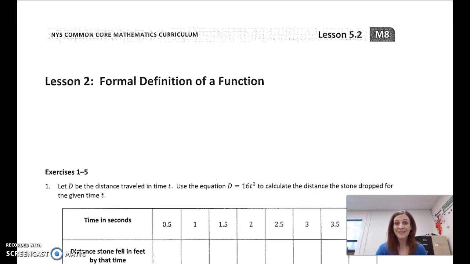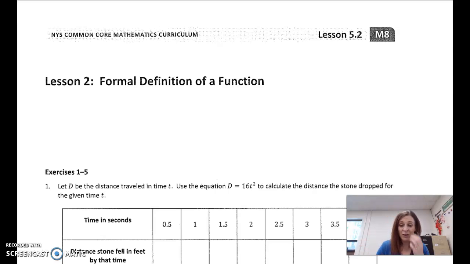Lesson 2 is on the formal definition of a function. So we've talked about the concept of being a function, and how when we're talking about functions, there's a relationship between two situations, two quantities, something going on. And those don't just apply to linear situations or those with a constant. Throwing a ball or dropping something, where gravity comes into play, can also be considered functions.